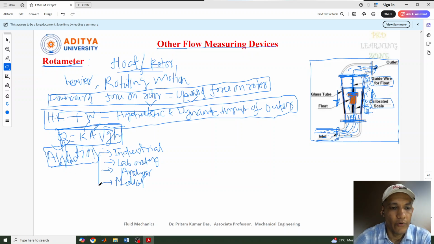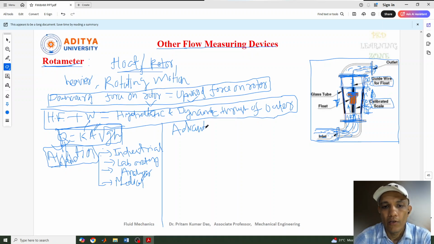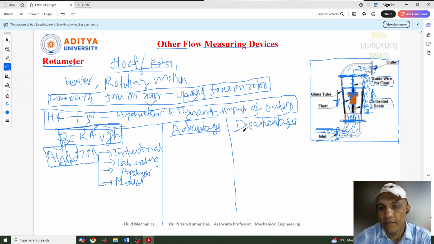Okay, so these are a few examples I told you, and along with that I'll give you some advantages and disadvantages of this. This is quite simple, like you can easily identify from these advantages and disadvantages.